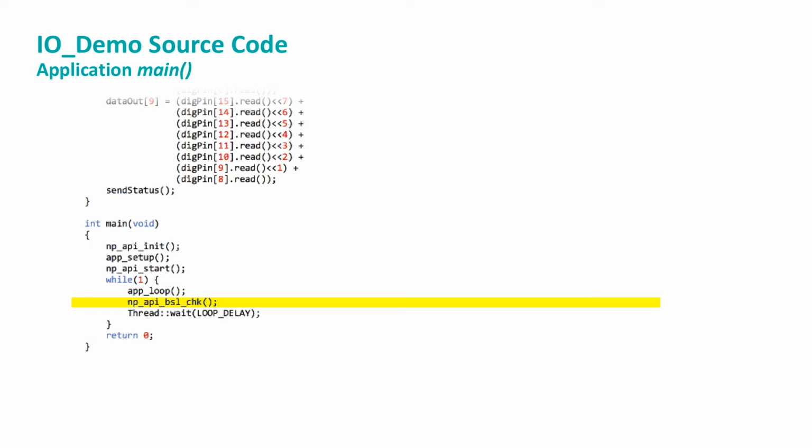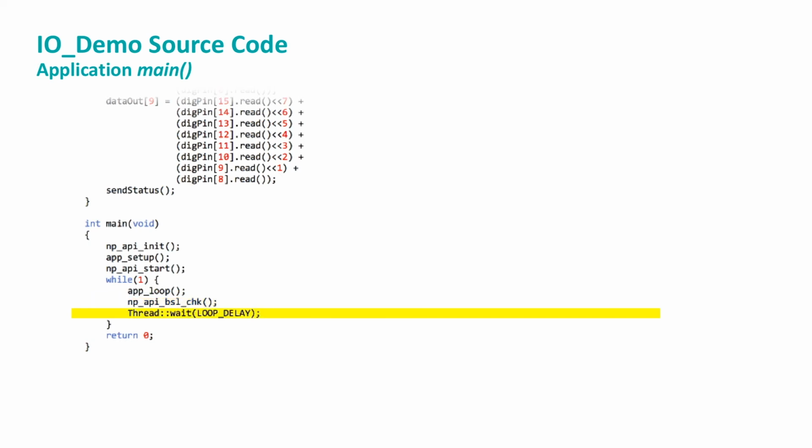The last function is part of the embed OS. Thread wait tells the operating system to suspend our task for the specified number of milliseconds. During that time, the OS can perform other functions like responding to messages from the smartphone.